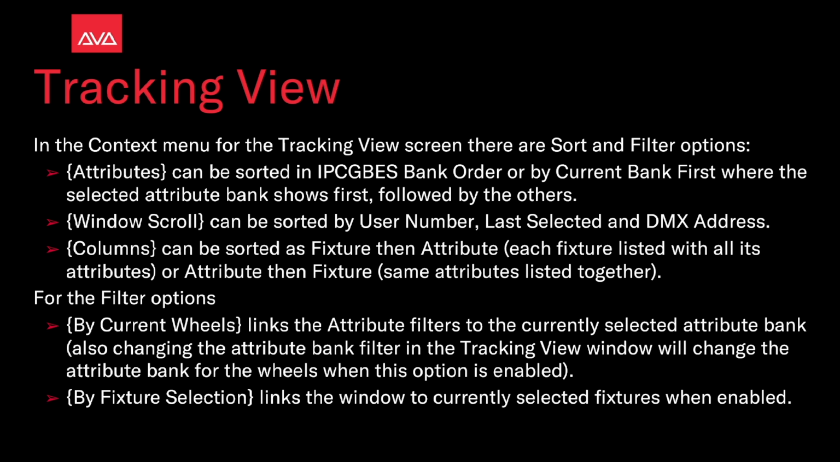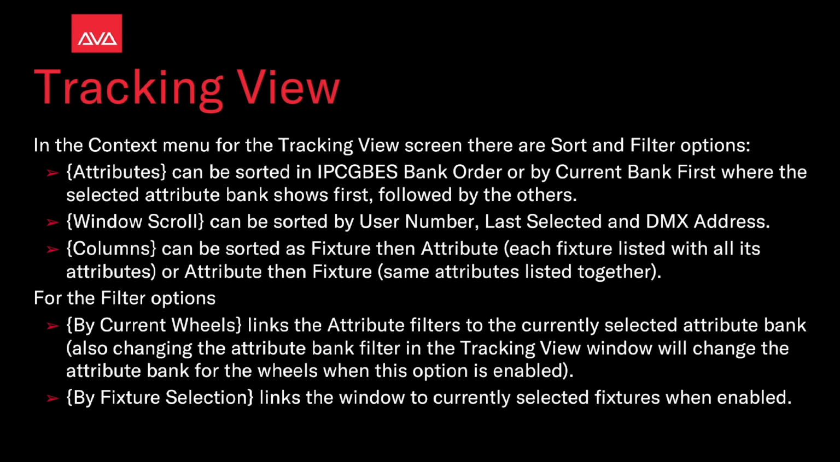Window scroll can be sorted by user number, last selected, and DMX address. Columns can be sorted as fixture, then attribute, each fixture listed with its attributes, or attribute then fixture, same attributes listed together. For filter options, by current wheels links the attribute filters to the currently selected attribute bank. Also changing the attribute bank filter in the tracking view window will change the attribute bank for the wheels when this option is enabled. By filter selection links the window to the currently selected fixtures when enabled.